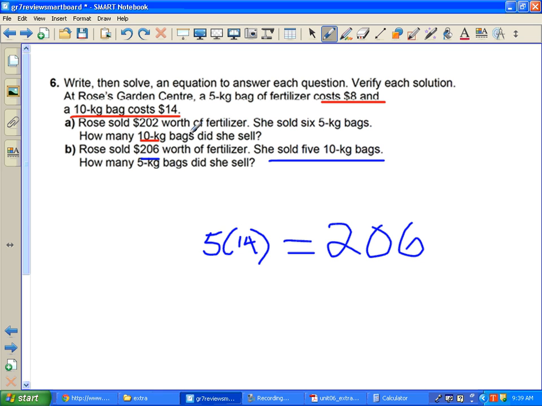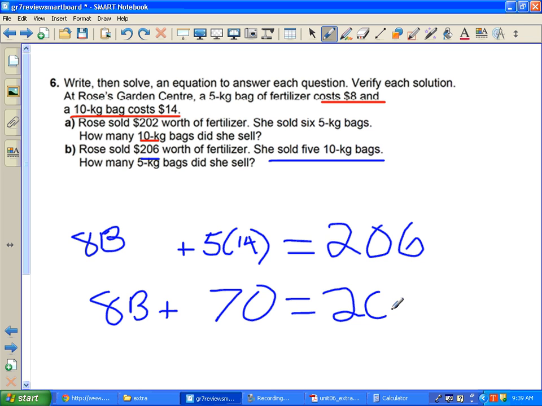And of course, we want to know how many 5-kilogram bags did she sell. So 5-kilogram bags are worth $8. So it's going to be $8 times the bag, each bag. So it's going to be 8B plus whatever this is. Well, 5 4s are 20, and 5 1s, so that'll be 70. So it'll be 8B plus 70 equals 206.